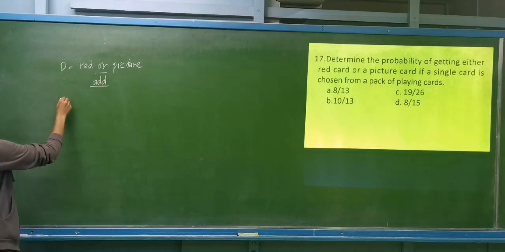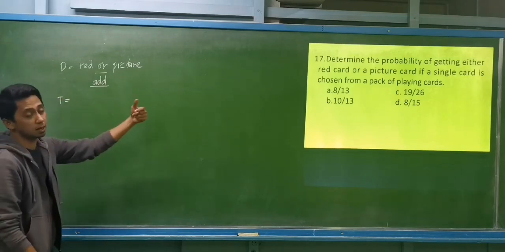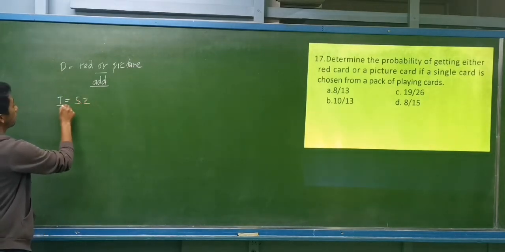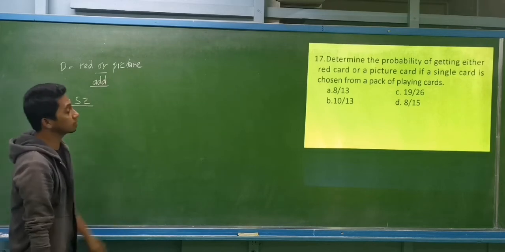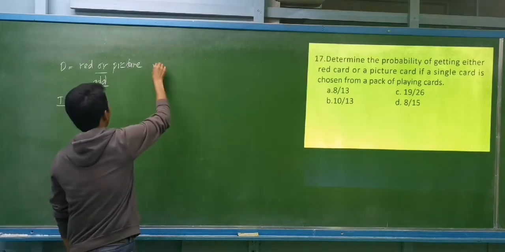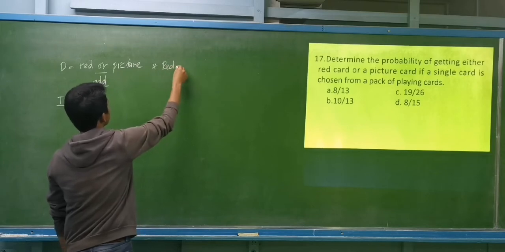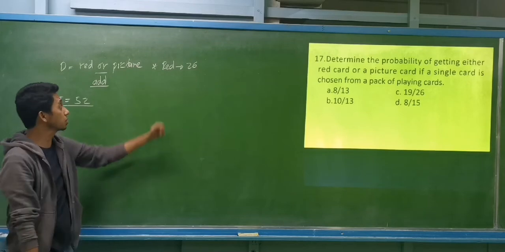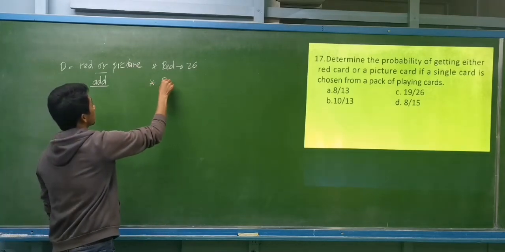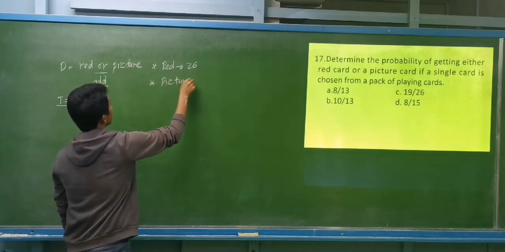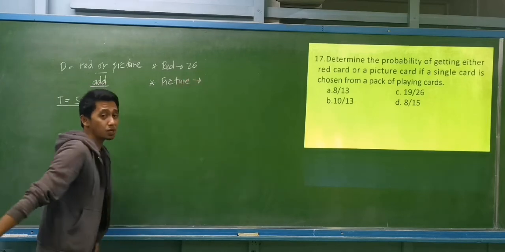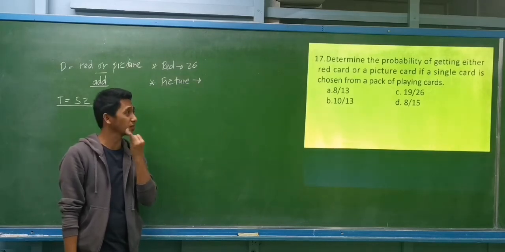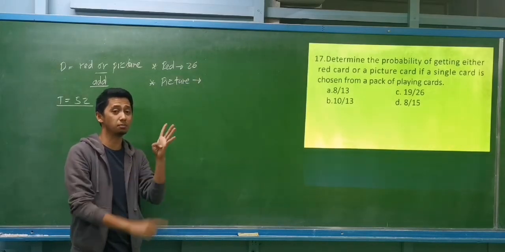So yung case is, yung total, ilan ba yung total number of cards? The standard deck of cards is 52. So ilan yung red cards? Ang red cards is, meron tayong 26 na red cards. Ilan naman yung picture cards? Meron tayong 3 picture cards per suit. Yung heart, clover, spade, saka diamond.